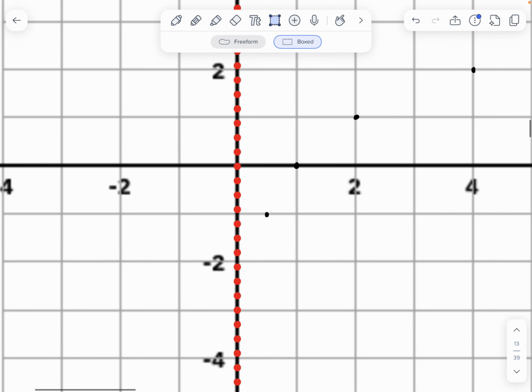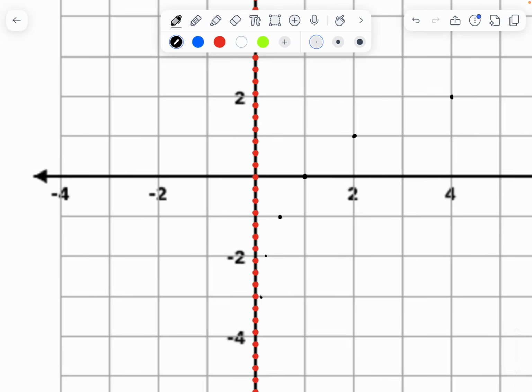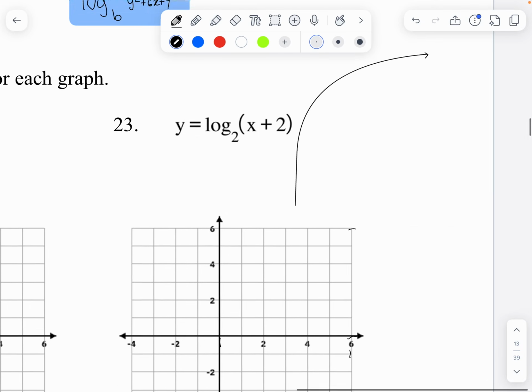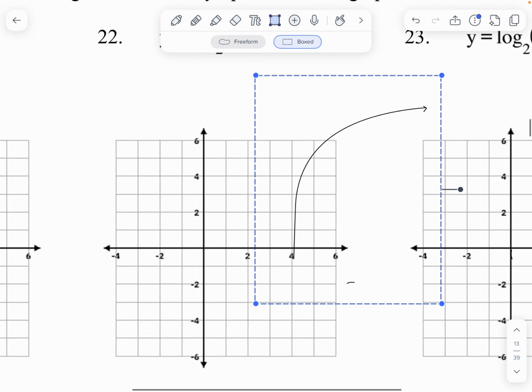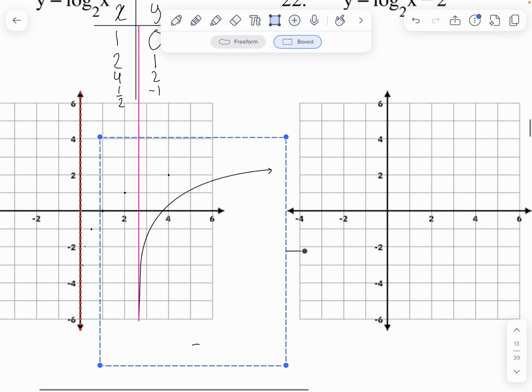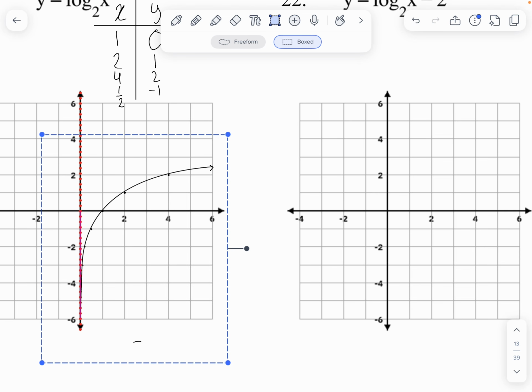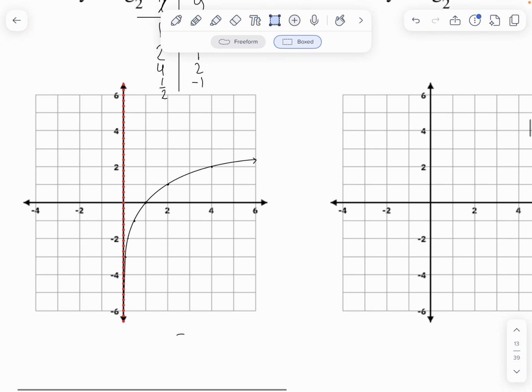And obviously, if we do, let's say, 1/4, these will just keep on going halved until they're very close to the asymptote. And I've already drawn this out beforehand. So as you can see, that is what the logarithmic function should look like.